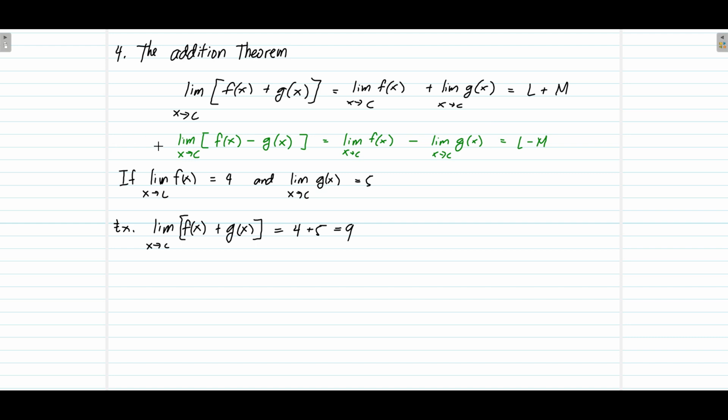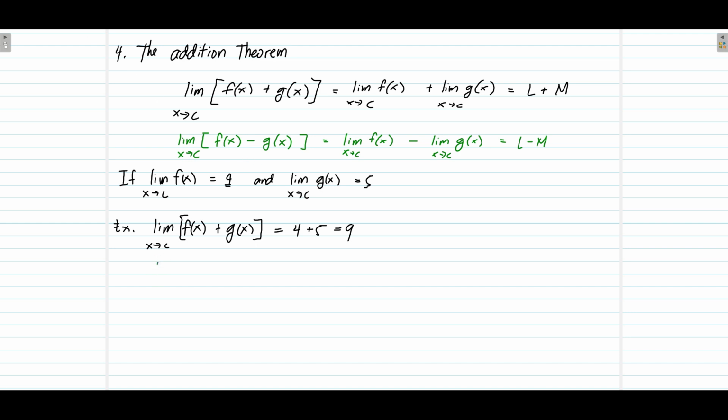So consider natin, if the limit of the function f of x as x approaches c is equal to 4, so 4 na yung L, and the limit of g of x as x approaches c is equal to 5, we can say in our example that the limit of f of x plus g of x as x approaches c is equal to, we get the limit of f of x, which is 4, plus the limit of g of x, which is 5, equals 9. And that is also true with subtraction.